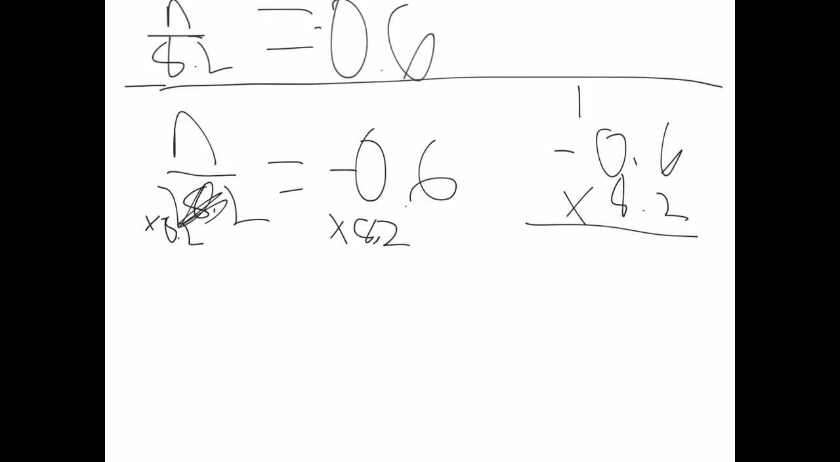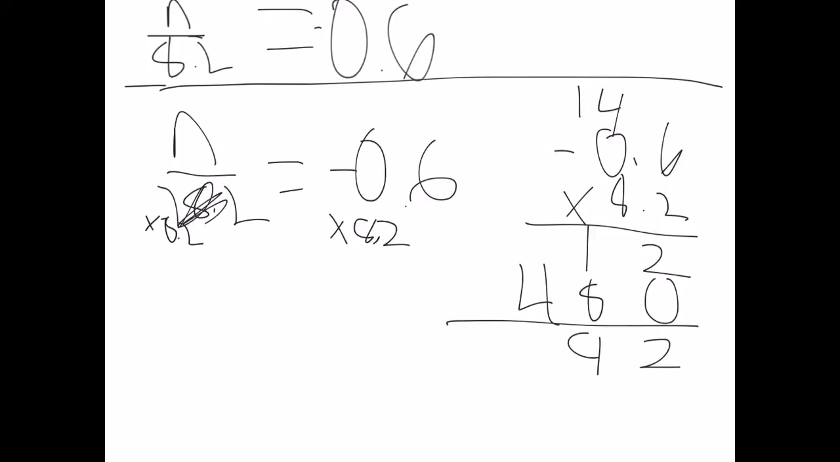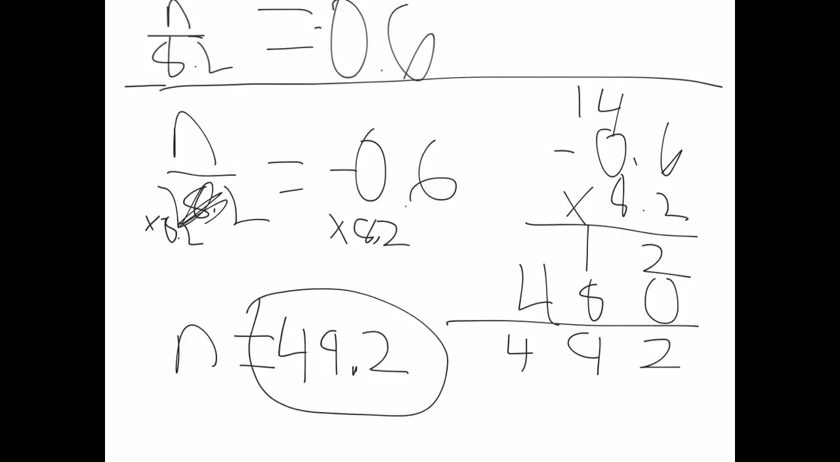6 times 2 is 12. 6 times 8 is 48. 2, 9, 4. So that means n equals 449.2. Now that you've done this, you're going to cross out both of the 82s.